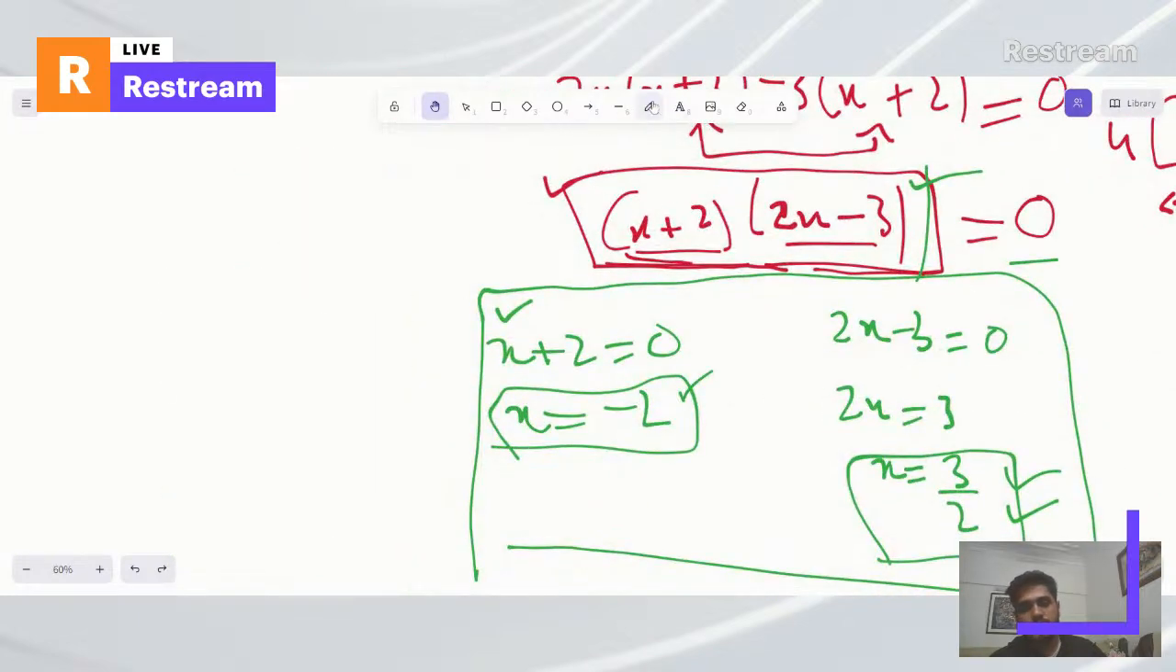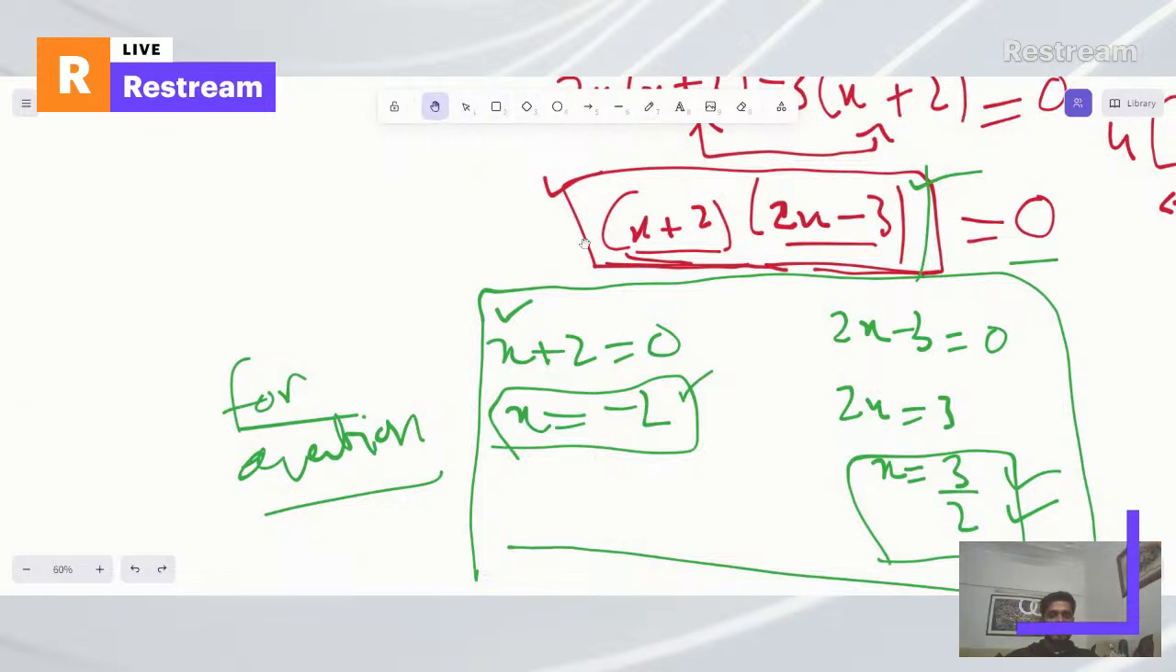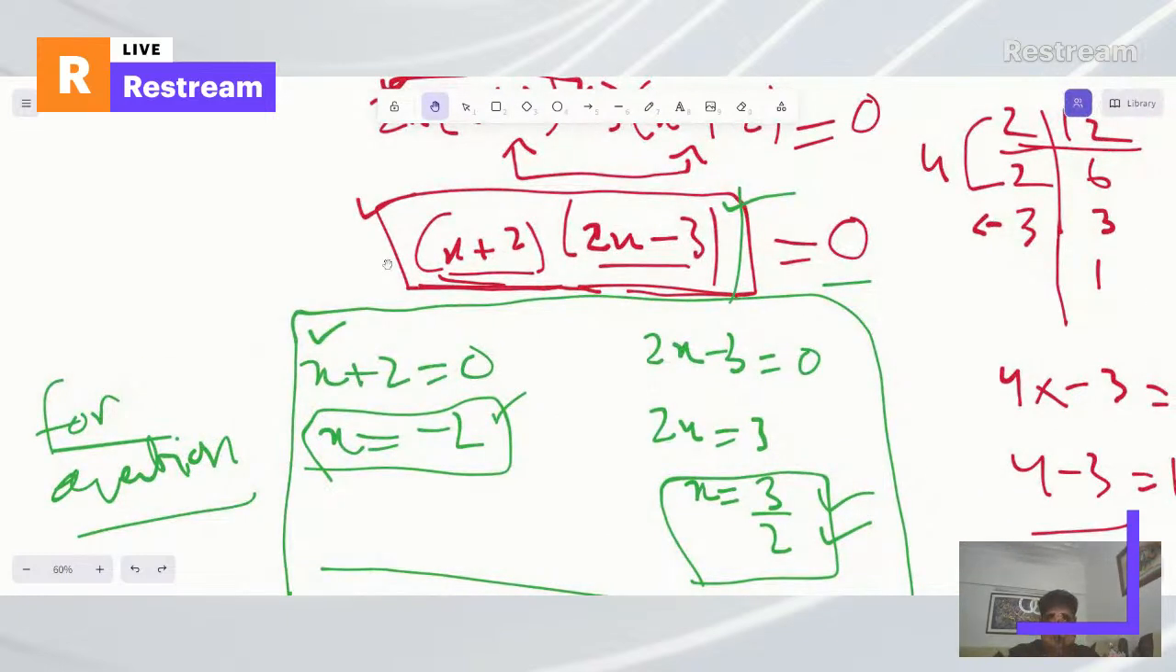This step is just for equation only, right? This step is for equation only. Does everybody understand this? Is there anyone who does not understand this? Just text me.